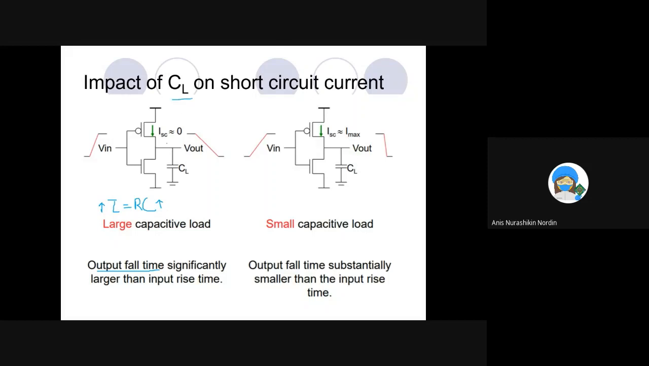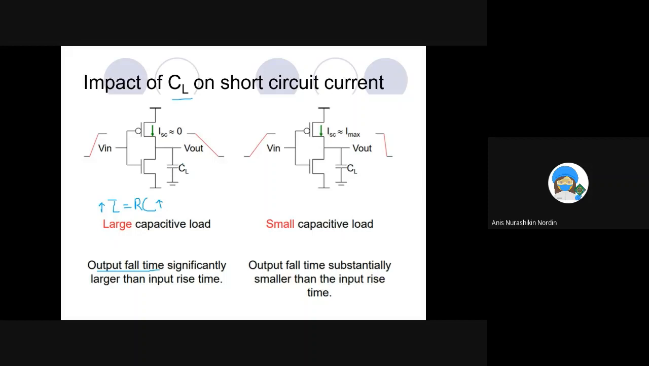Where is the capacitive load? It is at the output of the transistor. How is the capacitive load formed? It depends on the size of your transistor. So if you have a bigger transistor, you have a higher capacitive load.